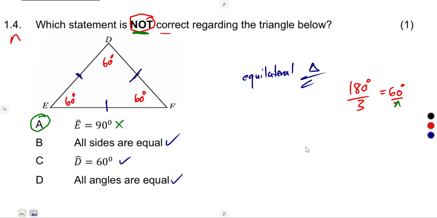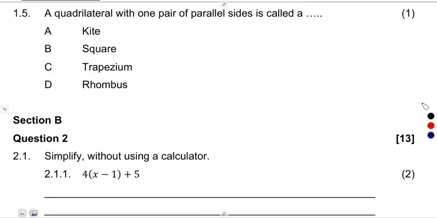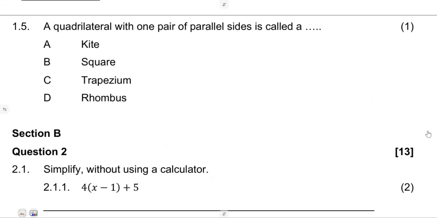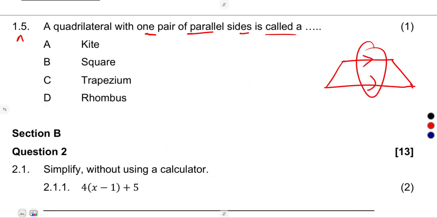All right, on 1.5, let's consider another part of the question. As we are revising, we must attempt as many question papers. Just try to see how do they ask these questions. 1.5, we are given a quadrilateral with one pair of parallel sides is called what? It only has one pair of parallel sides. Only one pair. So that's a trapezium. So the best answer there was a trapezium.